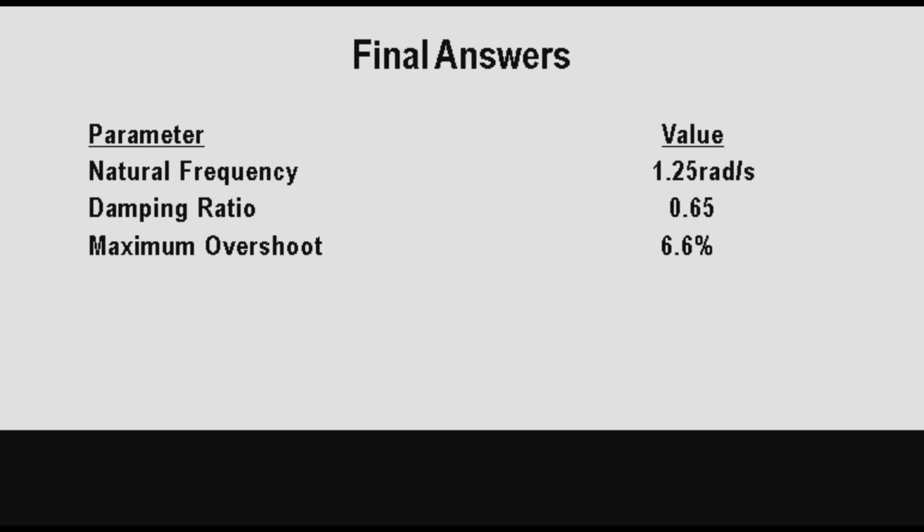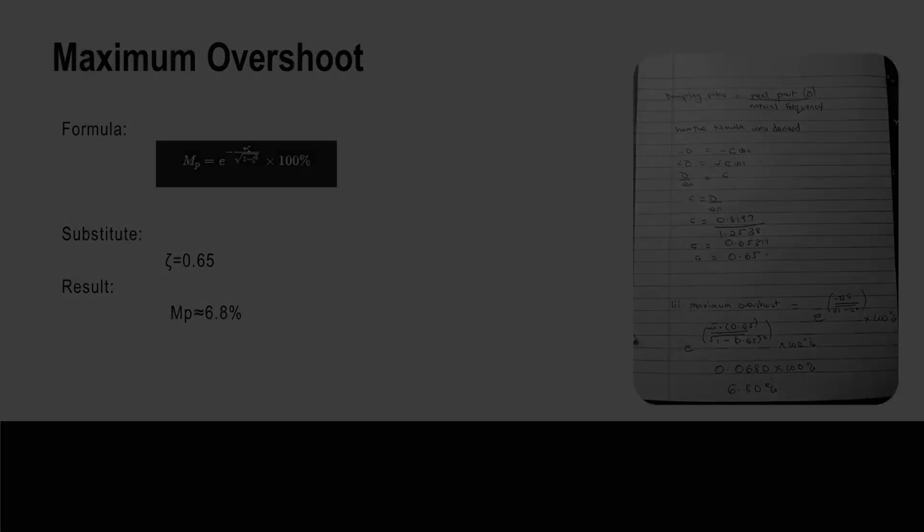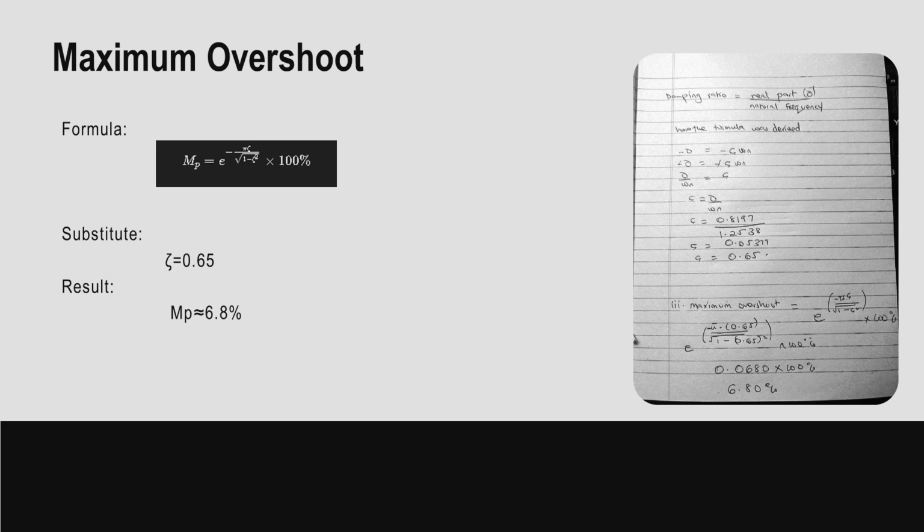Next, we calculate the maximum overshoot, which measures how much the response exceeds the desired output before settling. The formula for the maximum overshoot is e raised to the power negative pi times the damping ratio all over the root of 1 minus damping ratio squared. Substituting the damping ratio, which is 0.65, we get our maximum overshoot to be approximately 6.8%. This means that the system only exceeds the target value by a small amount before stabilizing.